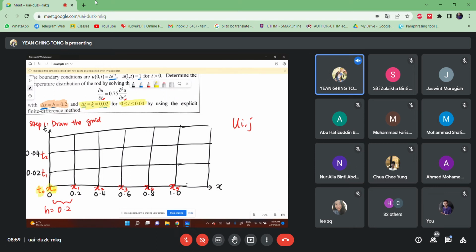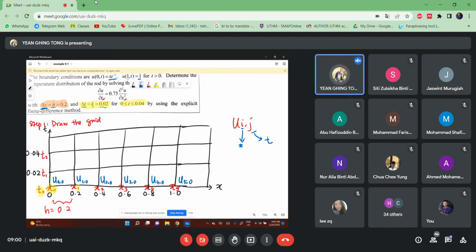X0 with T0. So this one, U00. And here is x1 with t0. So that means this one is u. I is with respect to x, J is with respect to t. So that means this is U10, this is U20, U30, U40, U50. Boleh? Class okay or not here? So far okay? Boleh? Atika, Siti Atika, okay?